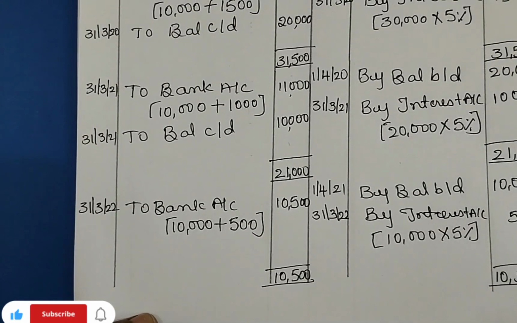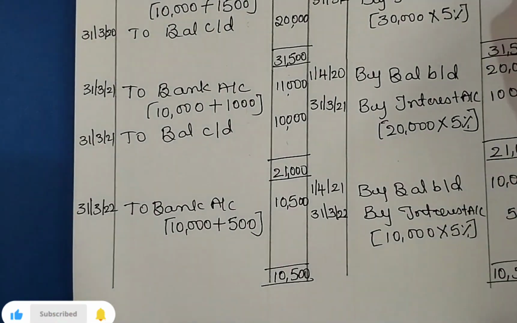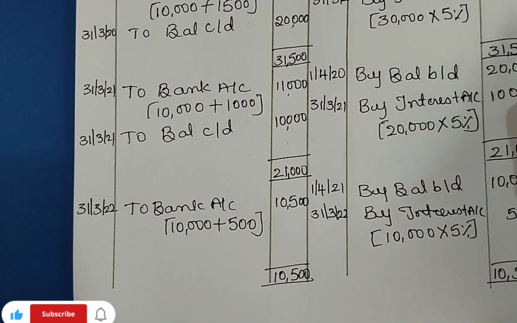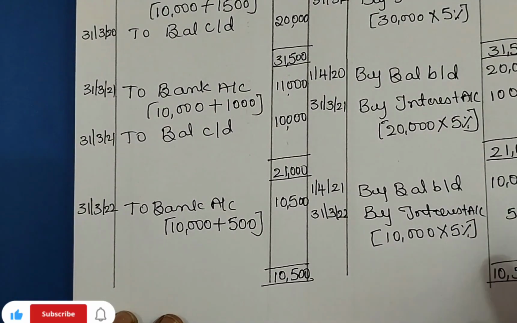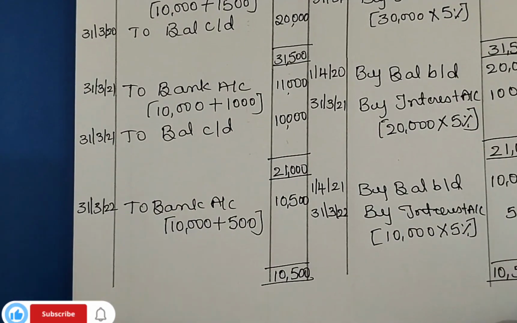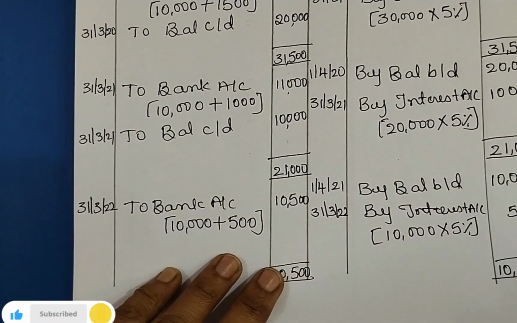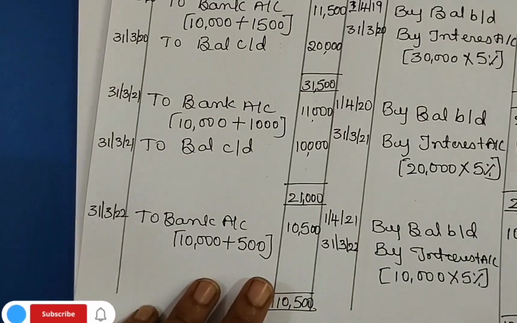Right. The whole amount is clear now. So now we know the interest for first year 2,000, second year 1,500, third year 1,000, and for fourth year last installment 500 is the interest. Now we'll calculate depreciation. Calculation of depreciation on diminishing balance method.